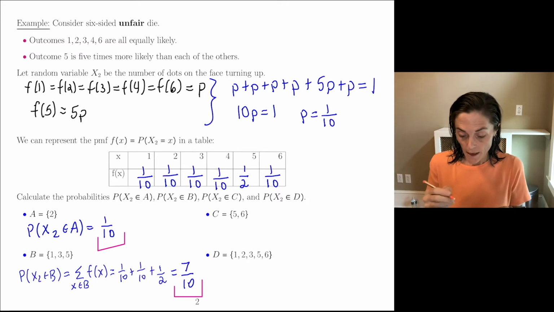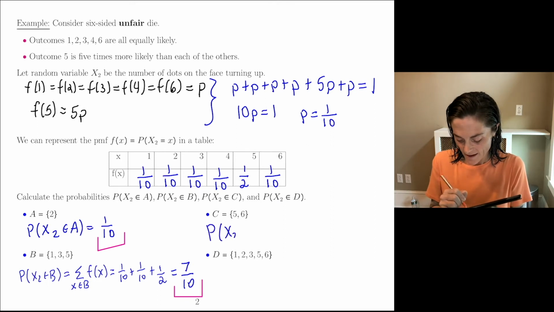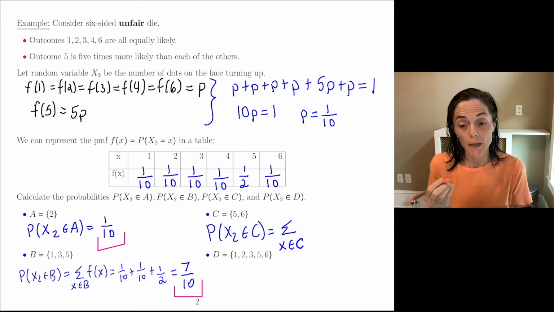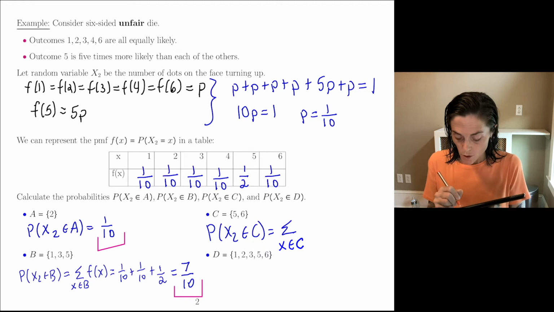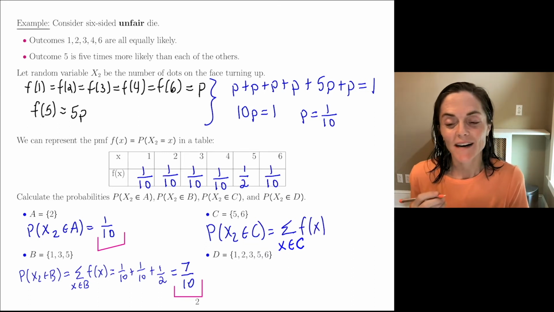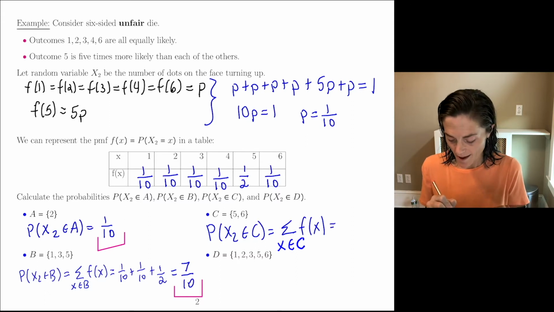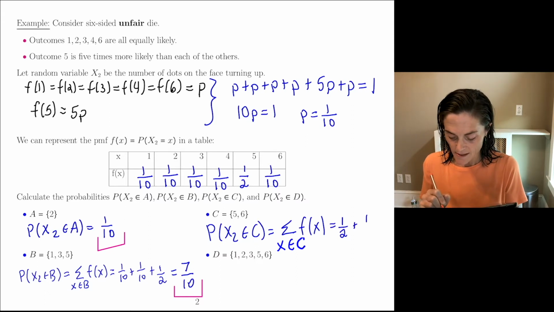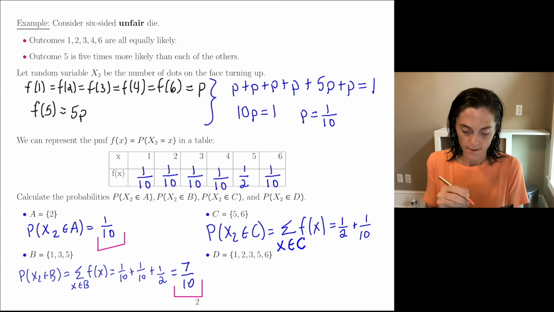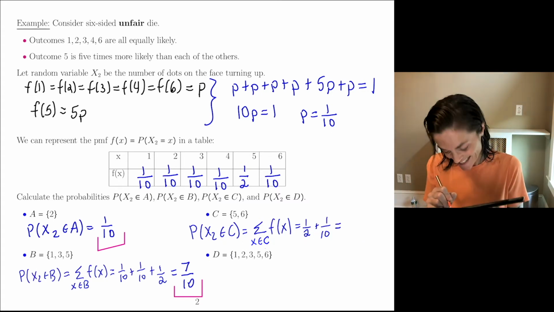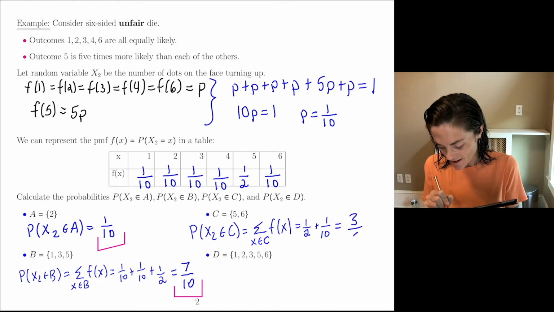The probability that x2 is in C would be a sum over all little x in C of this new probability mass function. And well, we're adding 5 and 6, so we have 1/2 plus 1/10. 5/10 and 1/10 is 6/10, or 3 over 5.